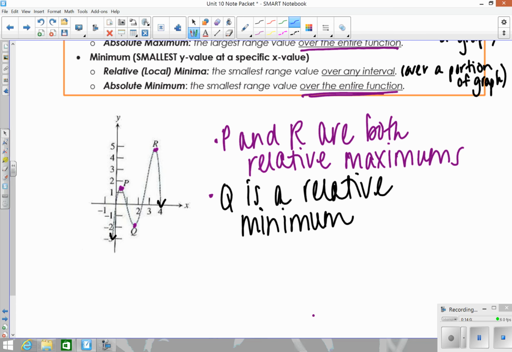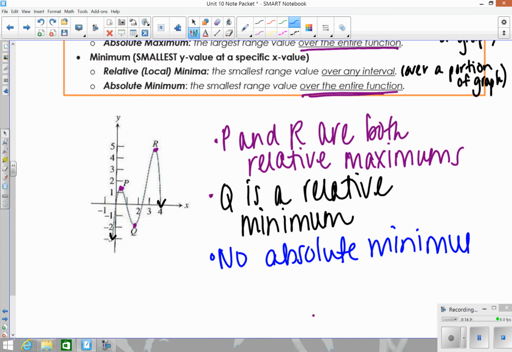And then in terms of absolute maximum and minimums, I don't have an absolute minimum because I have arrows, so this graph is just going to keep on going. So there's no absolute minimum. But I do have an absolute maximum. The highest point this graph will ever go to is going to be R, because it's going to continue going down, but the highest point will be at R. So R is an absolute maximum.